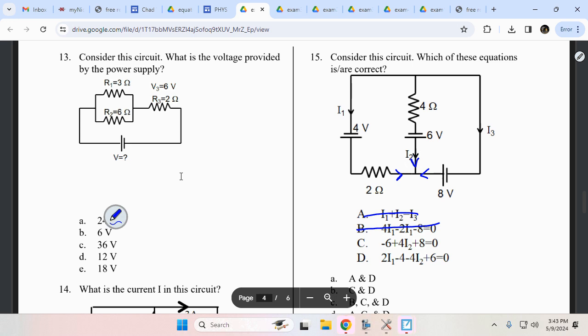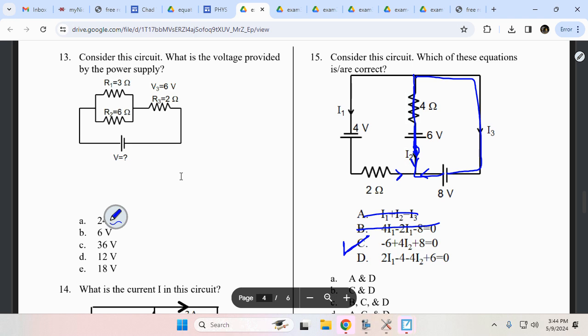Minus 6. Since it's minus 6, I'm starting here and going in this direction. Plus 4I2. That's right so far because I'm going against the current. Plus 8. That's coming back over here. And then that's it. Comes back to where I started. So that one is correct.